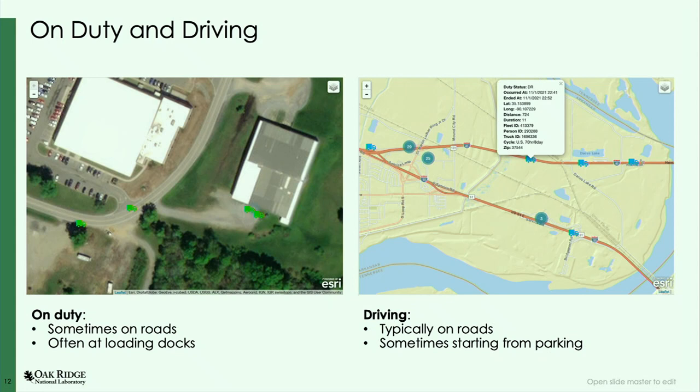Sometimes you do see them as driving in a parking lot. That's typically because the timestamp is for when they change status. So they start their break and then they start driving again. So that's where that's coming from. But they might also actively just be driving to a location in the parking lot or at a loading deck or whatever.